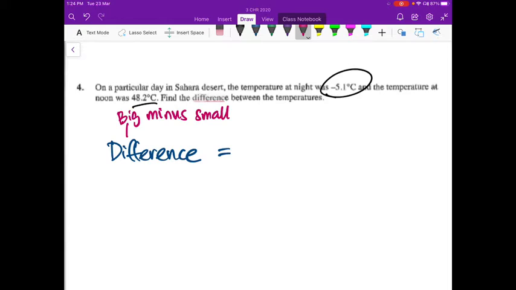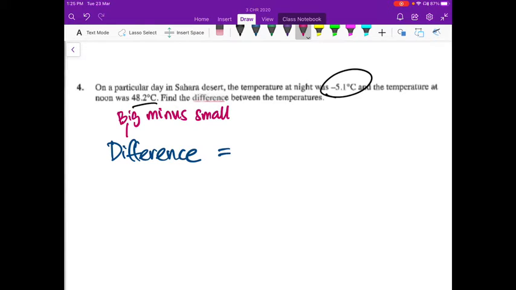You may be rolling your eyes. Hey, who don't know is big minus small? But you'll be surprised. Sometimes you just forget. You can't identify which is the big, which is the small. Oh, you add them wrong already? Okay, Aloysius, I come to that in a while. So when you write this down, difference is big minus small.